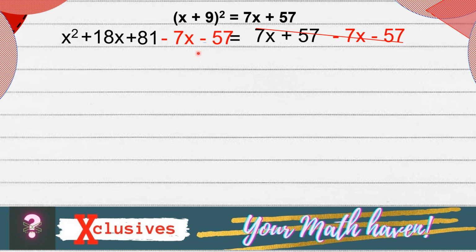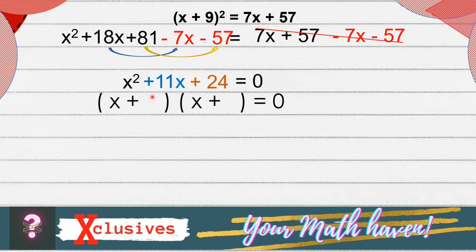And as you have seen here on the left side, there are common terms that we can combine. We have 18x and negative 7x. So by combining, we have a result of x squared. Next is 18x minus 7x, that is 11x, followed by the constant 81 minus 57, that is 24, is equal to 0. So now we can solve for its roots when we use factoring.